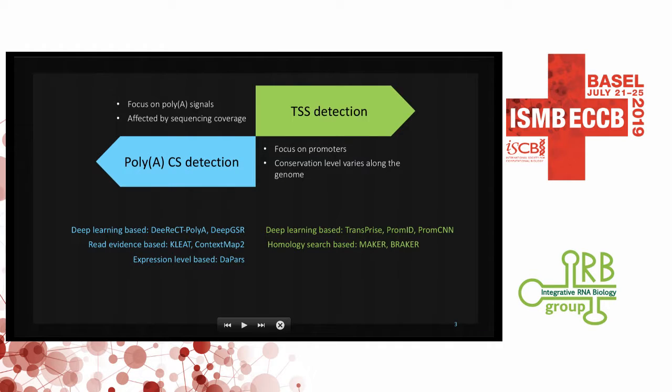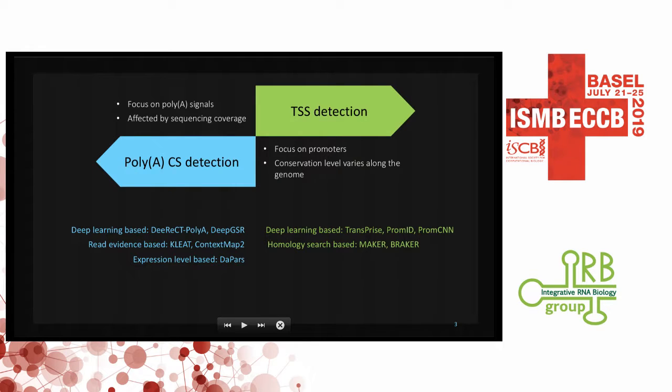In fact, a lot of bioinformatics tools have been developed already. For example, for the TSS detection, tools generally fall into two categories. One is deep learning based methods. However, these methods generally focus on predicting the promoter regions instead of the TSS, the precise site. And homology-based search methods like MAKER and BREAKER have relatively long runtime, and they are based on the conservation between species, but the conservation levels may fluctuate across the genome.